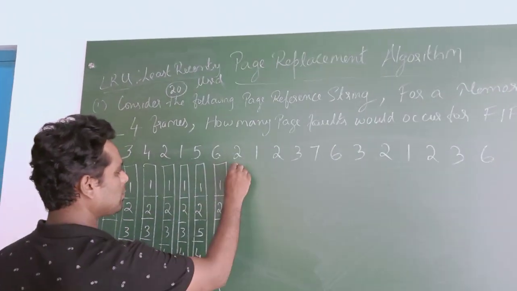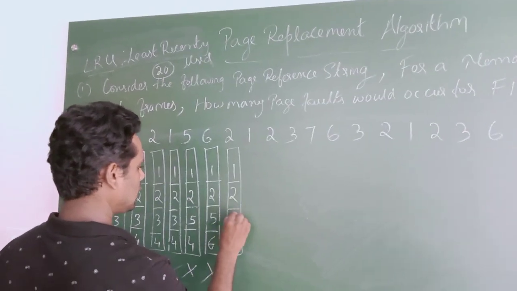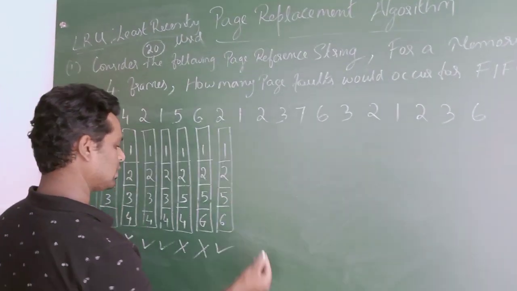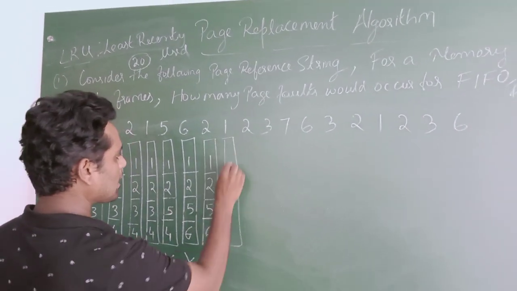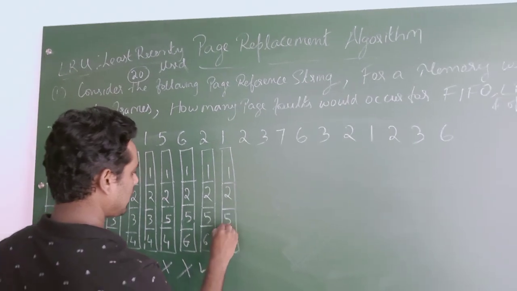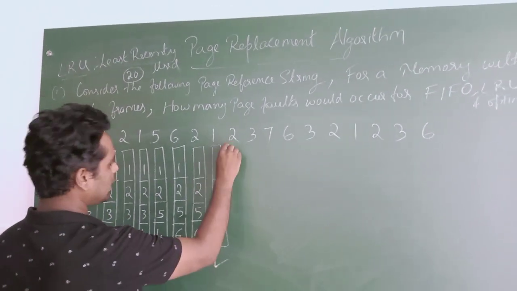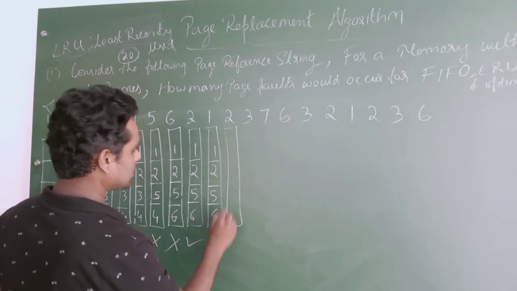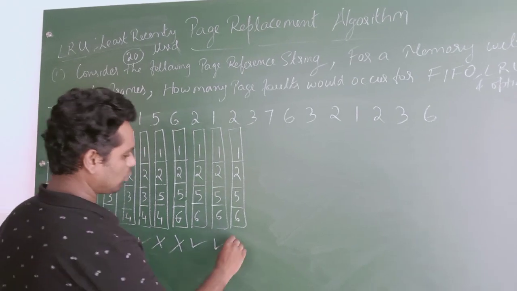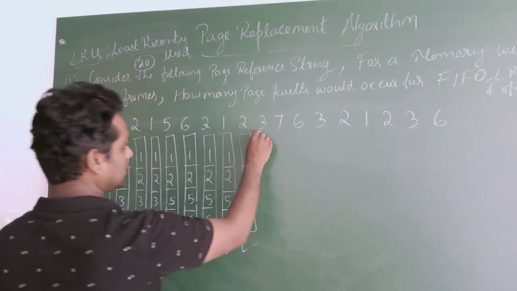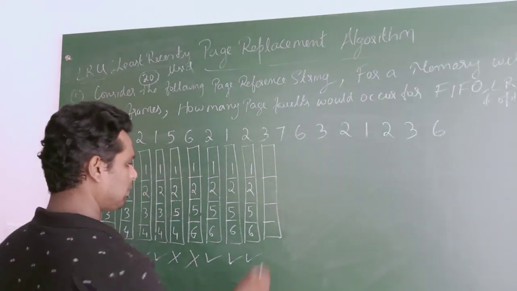2, already in your memory, don't go for replacement. 1, 2, 5, 6. That is called a hit ratio. 1, already in your memory, don't go for replacement. 1, 2, 5, 6. It is called a hit ratio. 2, already in your memory, don't go for replacement. 1, 2, 5, 6. So again what is it? Hit ratio.